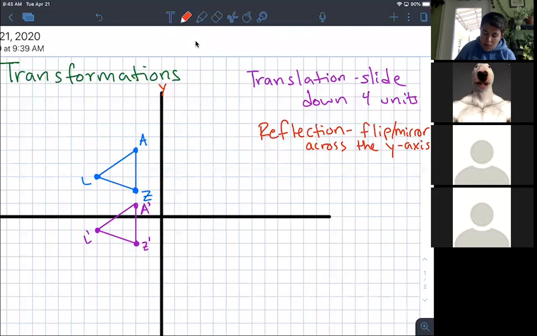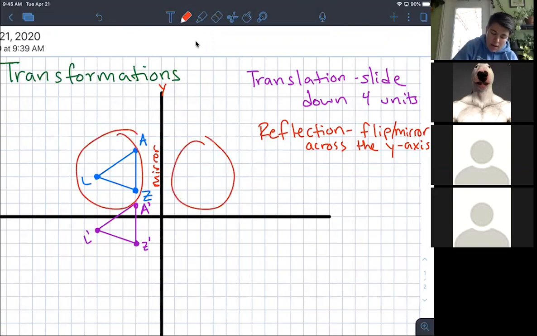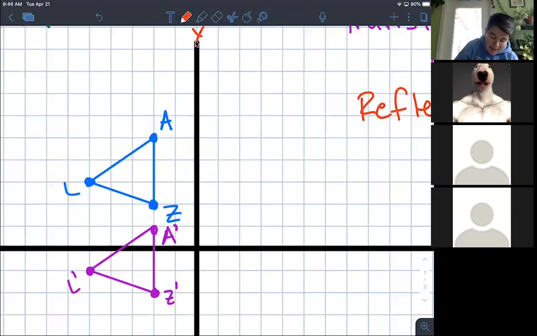So I'm going to treat the y-axis as a mirror. I'm going to put the triangle exactly the same on the other side, just a mirror reflection. Let's do that real quick. A is 2 units away from the y-axis that way. So I'm going to go 2 units away from the y-axis the other way, and that's going to be my new A. I'm going to put 2 little apostrophes. We call that A double prime or A prime prime.